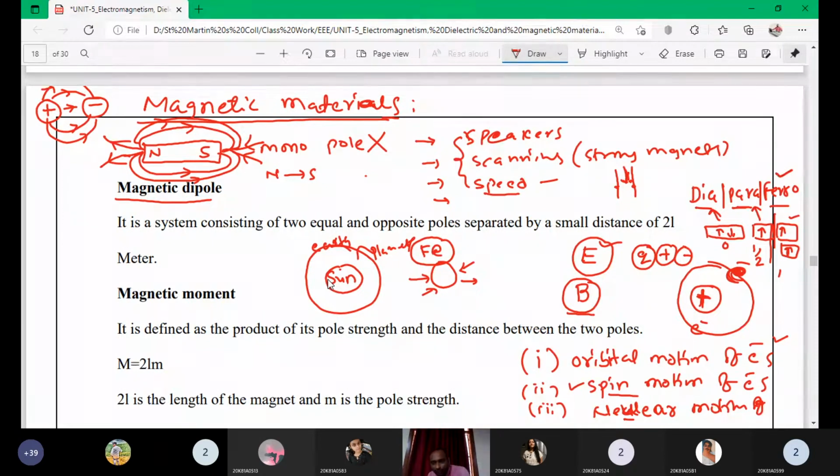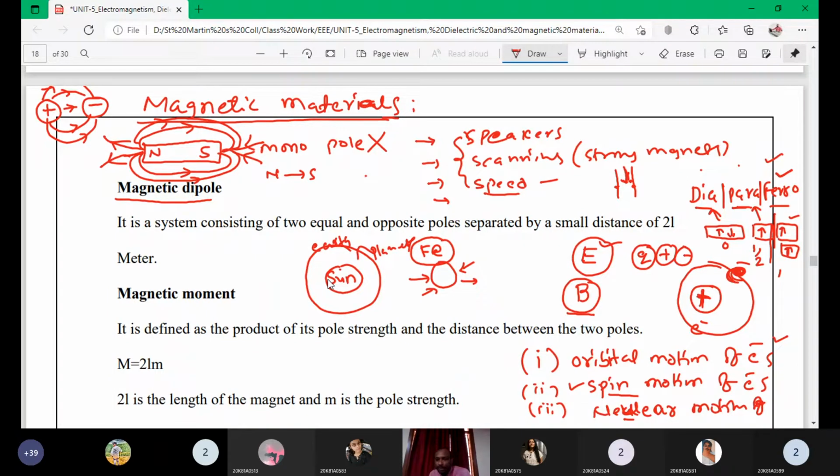So ferromagnetic material strength is very high compared to para. Dia is almost non-magnetic, a very weakly magnetic material. A temporary magnetic field will be there. Suppose you apply some external magnetic field, then only it will show a very small magnetic field.